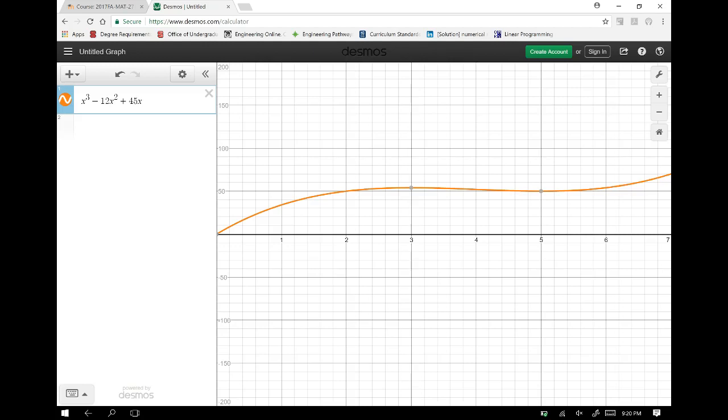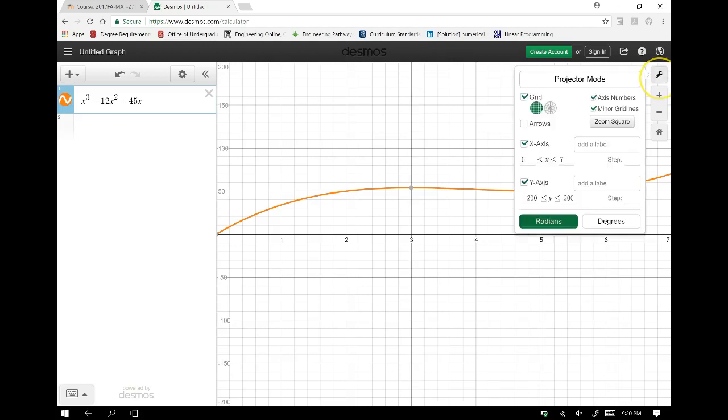Nice. So it looks pretty good. Not too bad. We probably don't need to go negative 200 to positive 200, but that was just a guess. We'd probably go between, say, negative 50 and positive 100 now that I can see the actual graph.